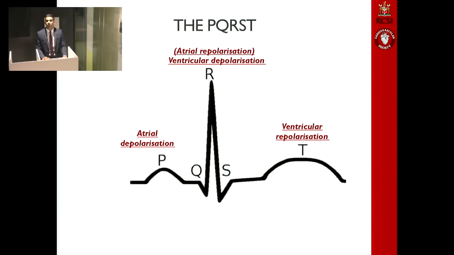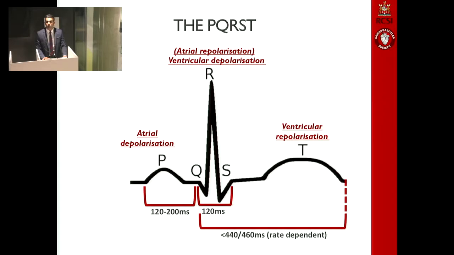It's also important to measure the PR interval, which is the start of the P wave to the start of the Q wave, which should be between 3 to 5 small boxes, the length of the QRS, which should be less than 3 boxes, and the length of the start of the Q wave to the end of the T wave, the QT interval, which should be less than 440 milliseconds in men and less than 460 milliseconds in women, taking into account heart rate as well.